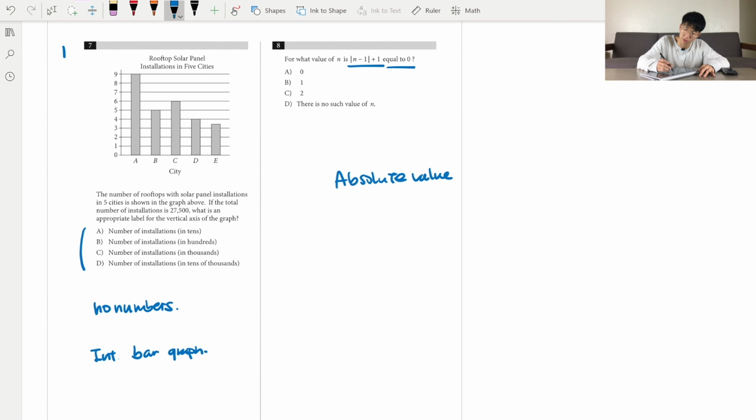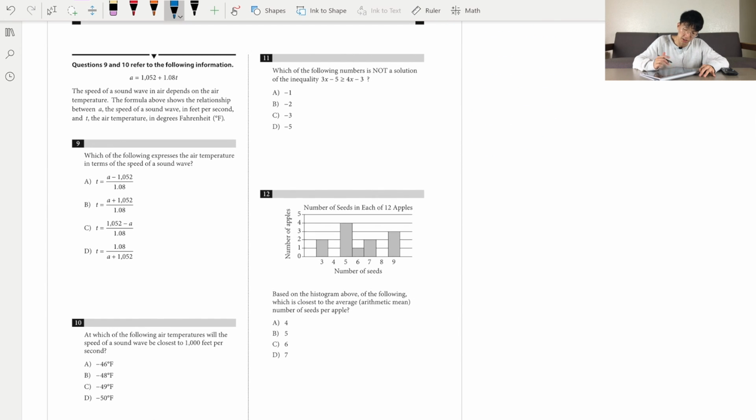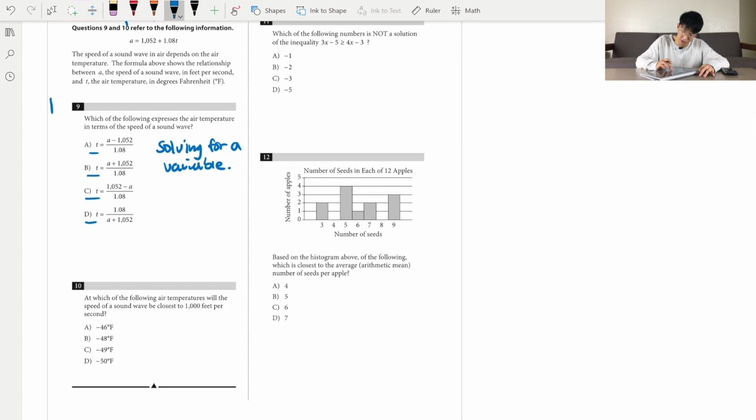Number 8, I'm seeing an absolute value. And it says when it equals to 0, it's an equation. Difficulty level 1. Number 9, I am given y is equal to mx plus b type of form. And you are looking for what t is in terms of a. So it's a solving for a variable type of question, difficulty level 1.